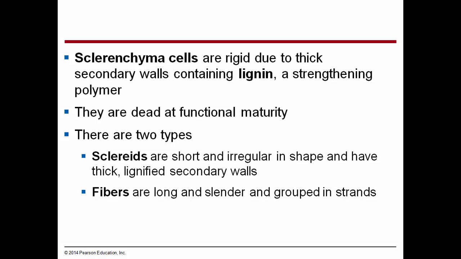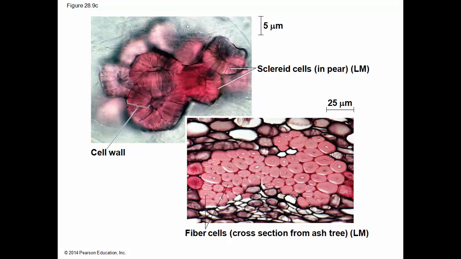Okay. So these sclereid cells, when you eat a pear and it has that little bit of gritty texture in it, those are sclereid cells, the same kind of cells that make a walnut difficult to open. Okay, here are sclereid cells in a pear, the gritty cells that you chew on in a pear, and fiber cells from an ashtray. These are both types of sclerenchyma cells.